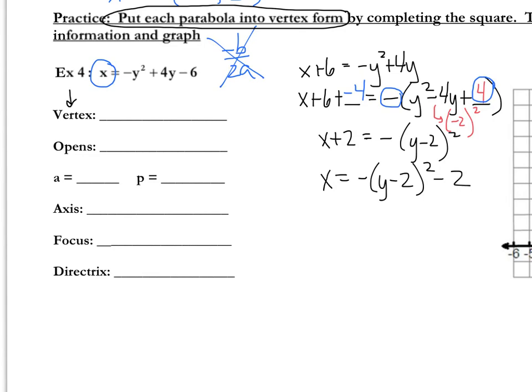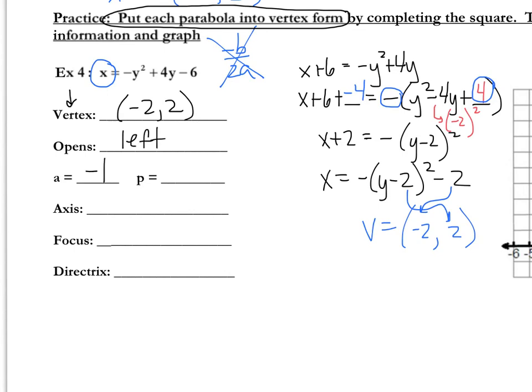And remember, this means my vertex equals this number and then the opposite of this number. So I have negative 2 comma 2 for my vertex. So that's what's going to go in this first blank. Negative 2 comma 2. It is sideways. It's a horizontal parabola because it's x equals. And the fact that it's negative tells me that it opens left. My a is negative 1, which means my p, if I do a equals 1 over 4p, put negative 1 in for a. That makes negative 4p equals 1, p equals negative 1/4. Okay, so we've got that. That's from several days ago.